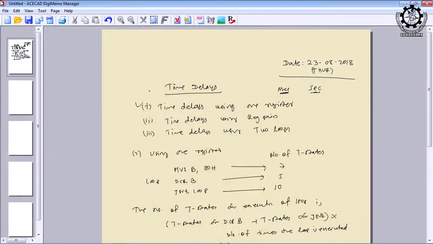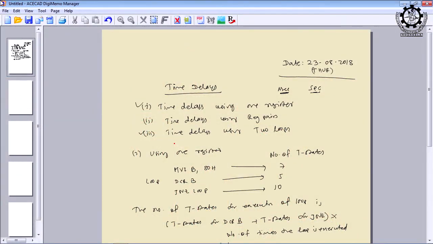So, the time delays can be generated in three different ways. One is time delays using one register, or we can use time delays using two registers or register pairs, or time delays using two loops. Okay. Whenever you need minimum delay, you can use time delay using one register, that is sufficient. And whenever you want a large delay or more delay, then time delays using two loops can be used. Okay. And how to achieve this delay?